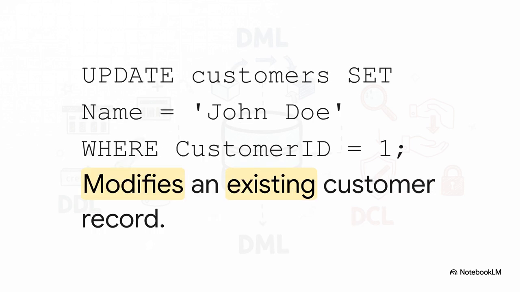But what if we made a typo? Or maybe Jane now goes by John? No problem. The update command is here for that. Now, look closely at that where clause. This little part is so important. It tells the database to only change the name for the student where the ID is 1. If you forgot that part, you'd accidentally rename every single student in your entire table to John.